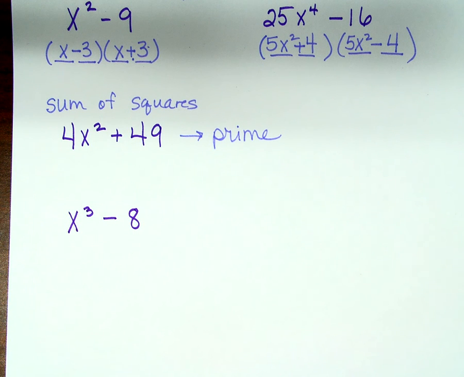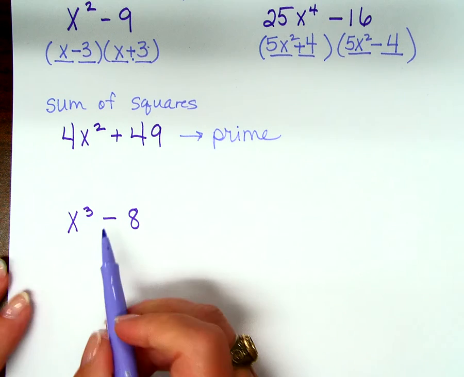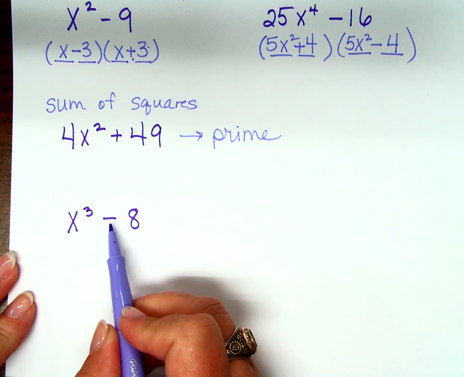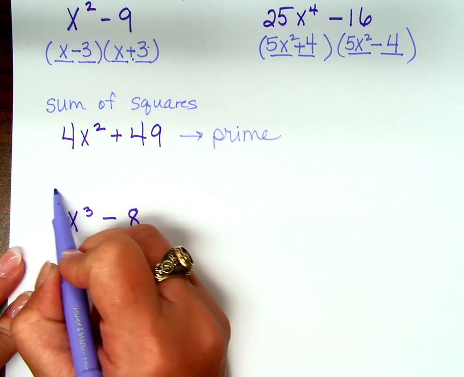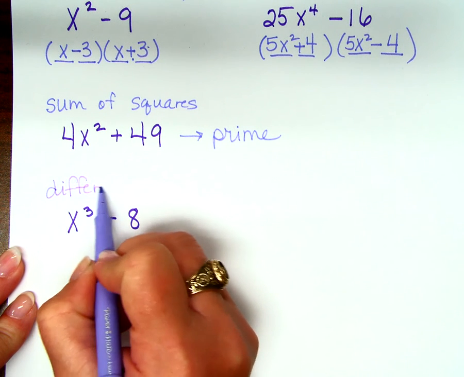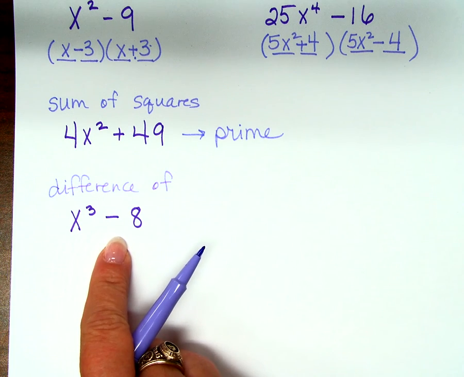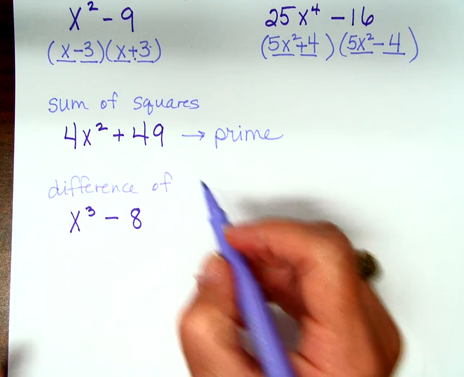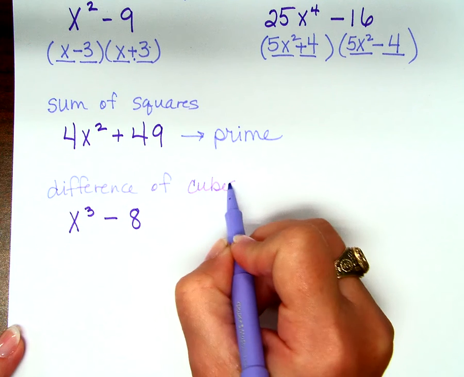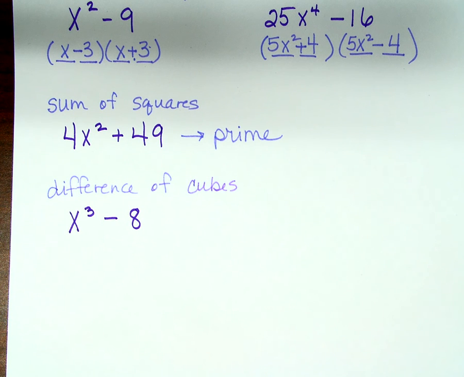Do you think you could use some math words and figure out what this is called? Use some context clues. What is it? Difference of what? Are they both squared or are they cubed? It's a difference of cubes.